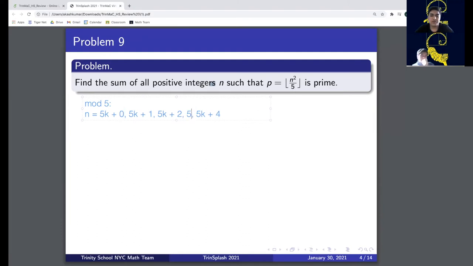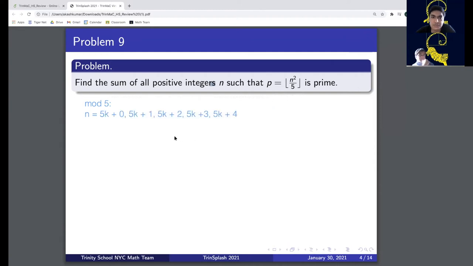I guess I should write this out. So I would try thinking about, if n is one of these forms, what does the floor simplify to? Or this expression, what does it simplify to?